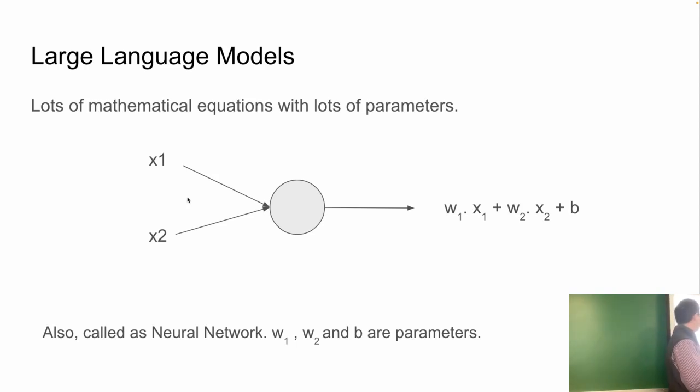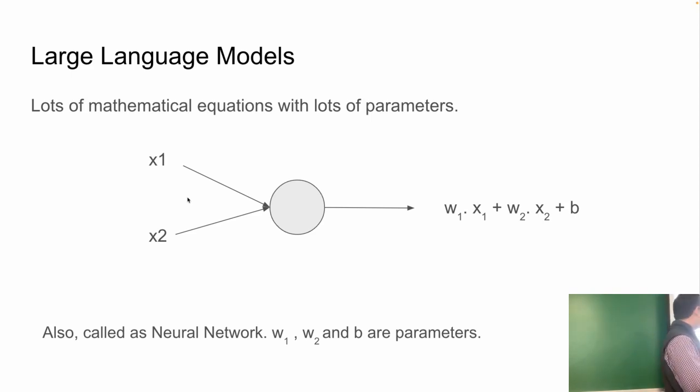If you have two inputs, x1 and x2, and these are numbers, the output of a neuron is w1 x1 plus w2 x2 plus b. These w1 and w2 are weights, parameters of the equation. And b is also a weight. x1 and x2 are the inputs. So think about the numbers which come from your text. They are computed in this unit operation as w1 x1 plus w2 x2 plus b. This is also called a perceptron or a neuron. And this is the fundamental unit.